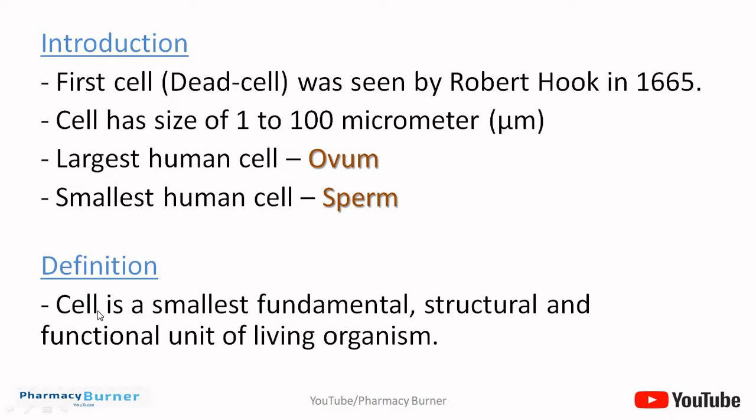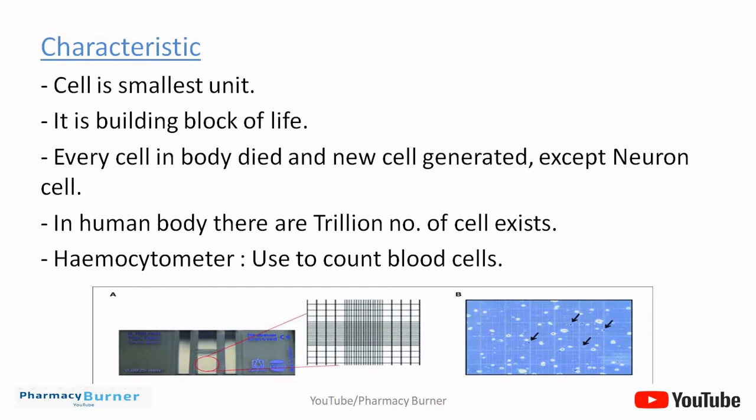Next is definition. Cell is the smallest fundamental, structural and functional unit of a living organism. Characteristics of cell: a cell is the smallest unit. It is a building block of life. Normally we know cells combine together and form a tissue, and that tissue combines together and forms organs in the body. That's why we call a cell the building block of life.